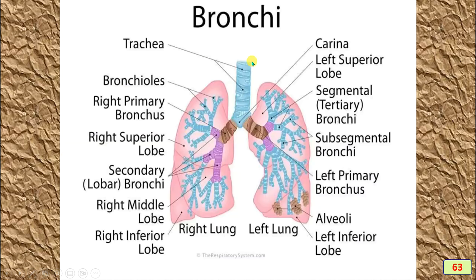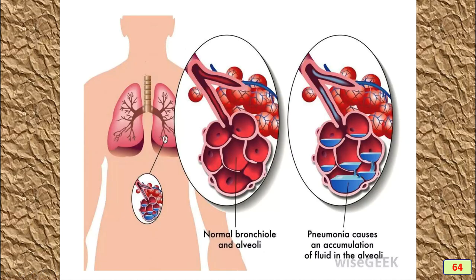Here you can see the trachea, left and right bronchi, and the carina between them. Then the segmental tertiary bronchi, which are shown in blue color. Then also the subsegmental bronchi, and the left and right primary bronchus are present. Ultimately it ends up with alveoli, and the lungs are divided into right and left lungs in most animals. If you magnify the bronchiole and alveoli, they look like this structure.